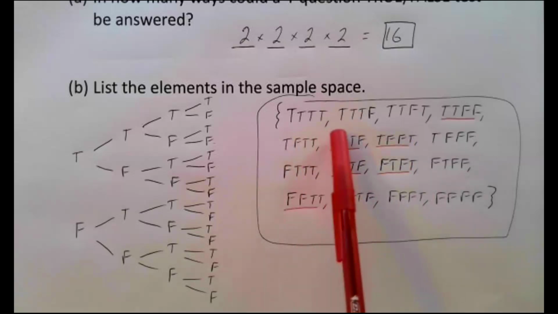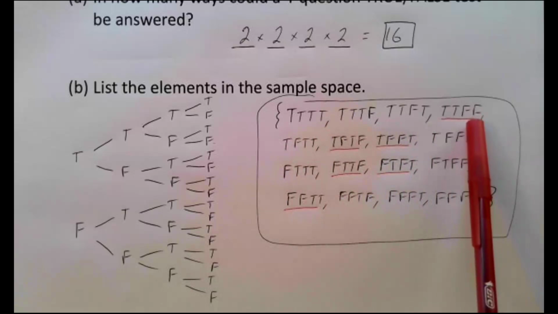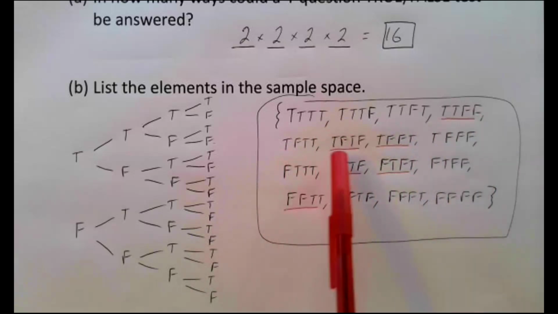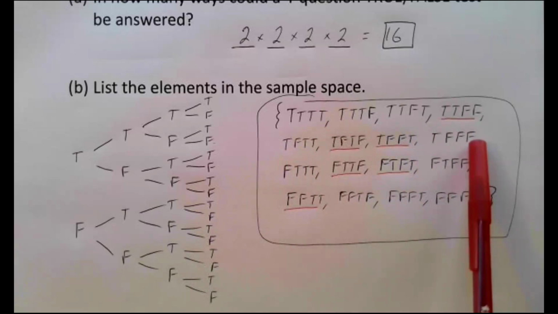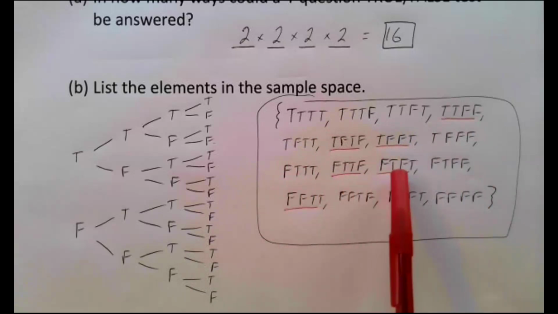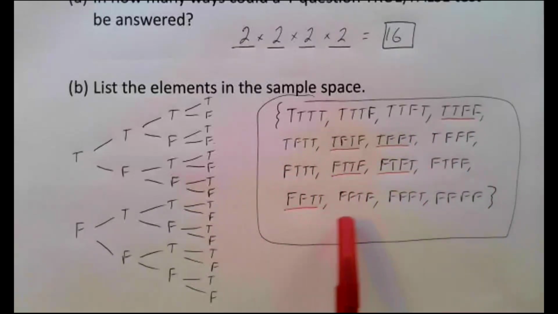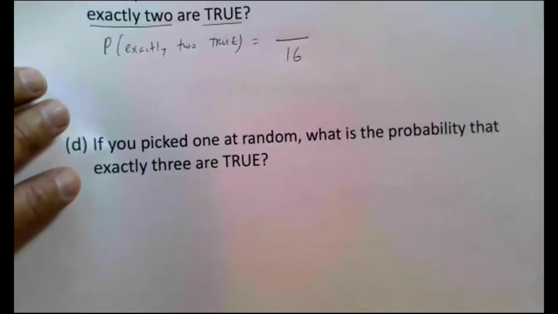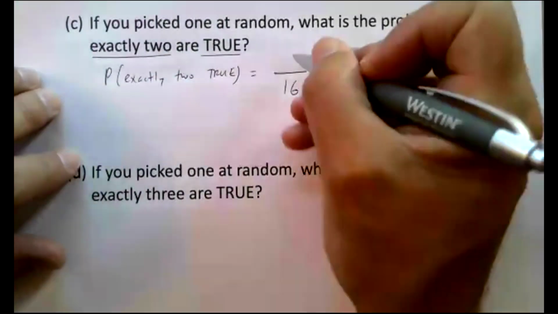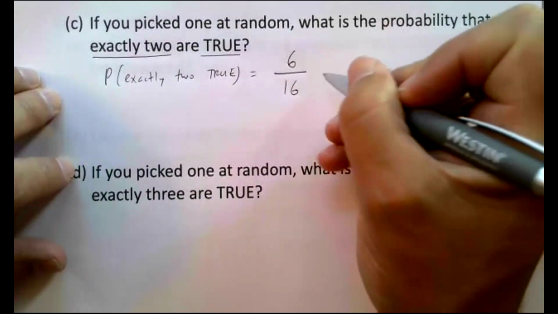Let's double check that again. 1, 2, 3, 4, 5, 6. Those are the only 6, I believe, that have exactly 2 trues. And so there's a 6 out of 16 chance.